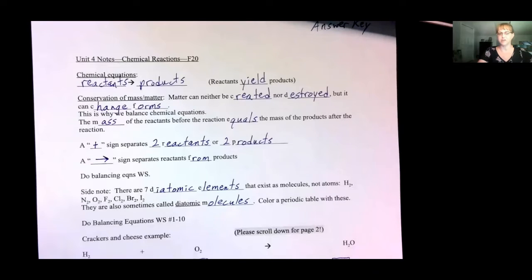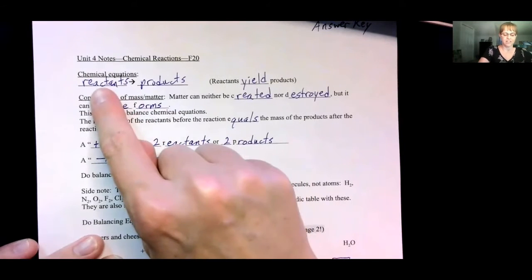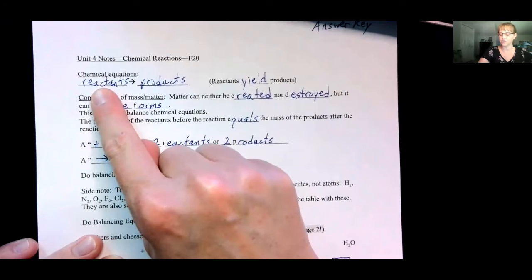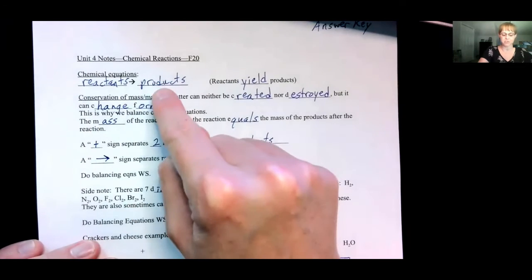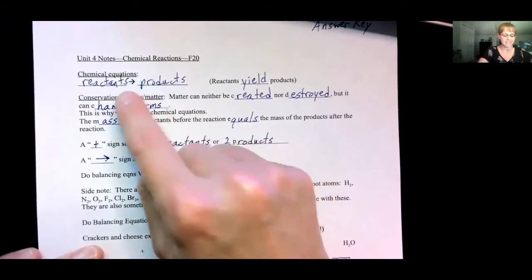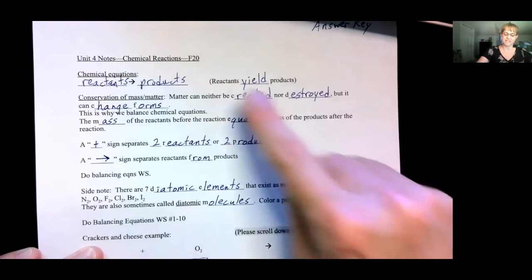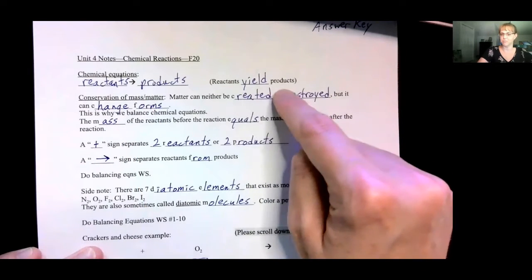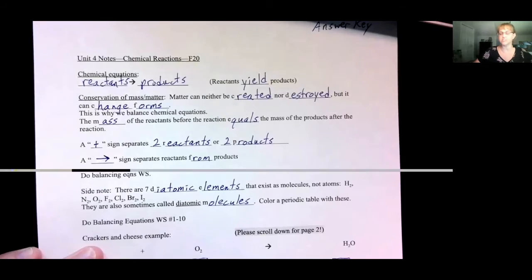Today we are going to learn about chemical reactions or chemical equations. When you write a chemical equation, the reactants are the things you start with. They are the ingredients. Then the products are the things that are produced. They are the end products. They are the things that are made. And the little arrow in between them means reactants yield products, or produce products, or make products.